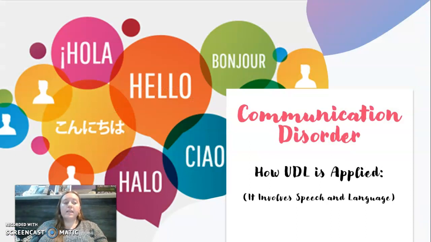So let's talk about communication disorders and the UDL possibilities that can be applied. Communication disorders can relate to the components of the individual affected, so it involves speech and language. To assist these students with communication disorders that can affect their social, emotional, and academic development, we can change the format we are relating the information in, with graphic organizers and controlled vocabulary. We can also allow visual demonstrations such as PowerPoints.